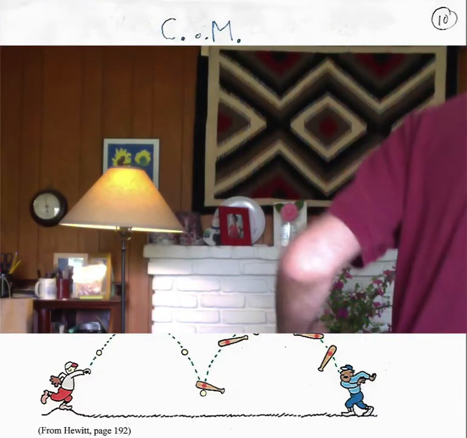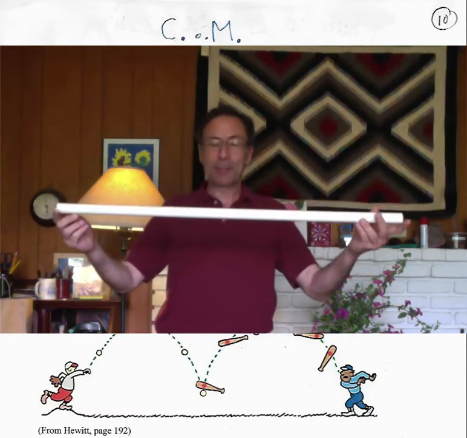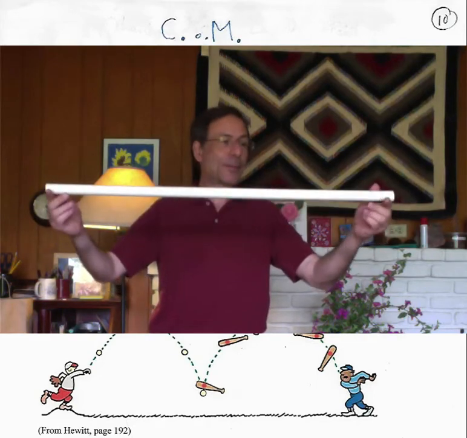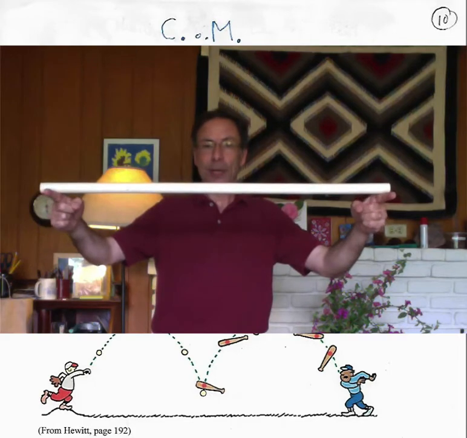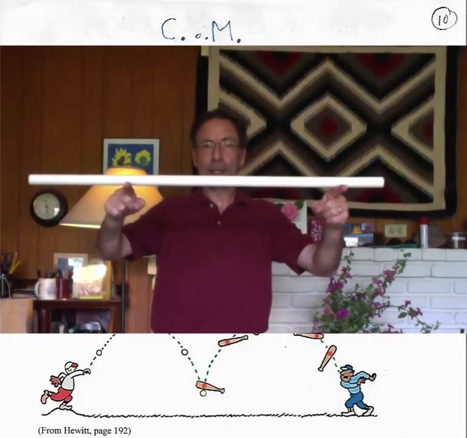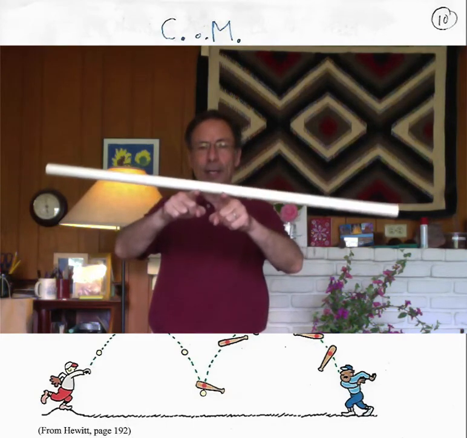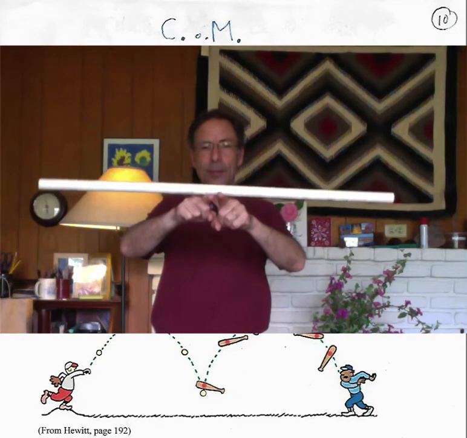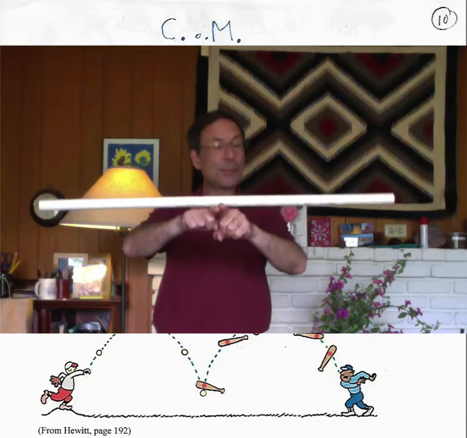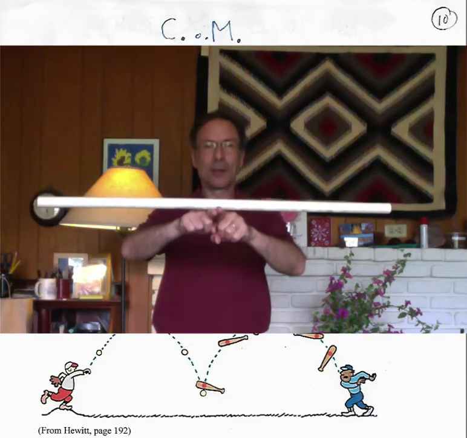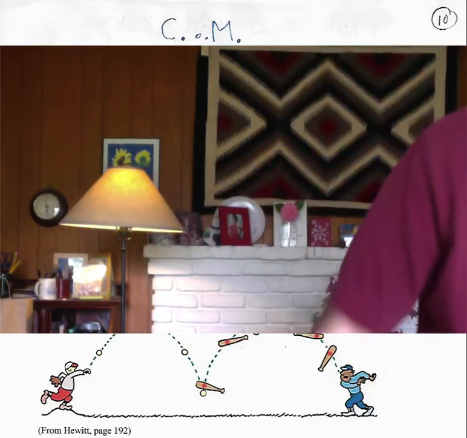Okay. Now, where's the center of mass of this pipe? Well, here comes the trick. I'm going to put my fingers at both ends and gradually bring my fingers together. And there we go. There. Okay, the center of mass is right there, which happens to be the center of this pipe. No surprise there. That's the balance point of the pipe, the center of mass.